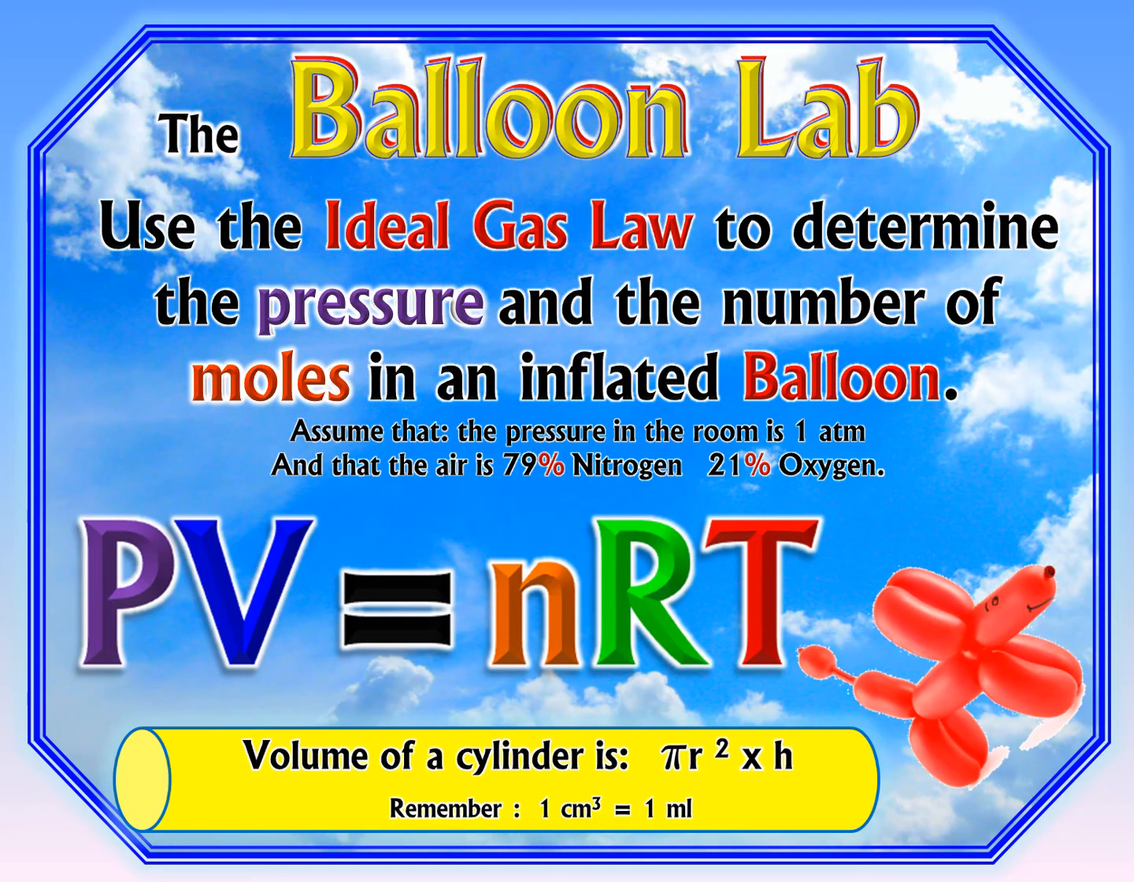So the balloon lab is going to be using the ideal gas law to determine the pressure and the number of moles inside an inflated balloon. The problem with that is 2 unknown variables. The ideal gas law only works if you know all of them but one. So the tricky thing here is going to be, how can we figure out one of those 2 and then use it to determine the other?